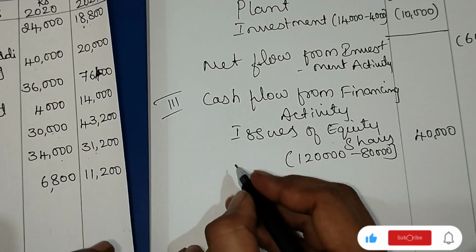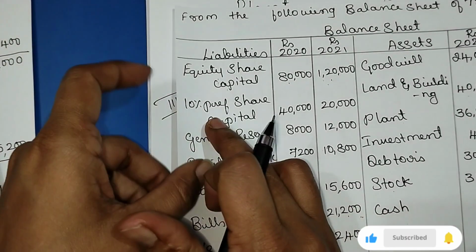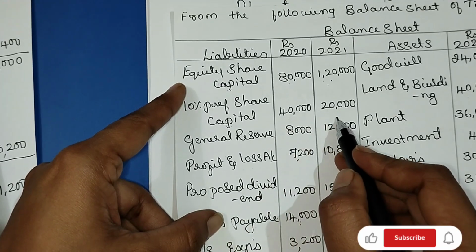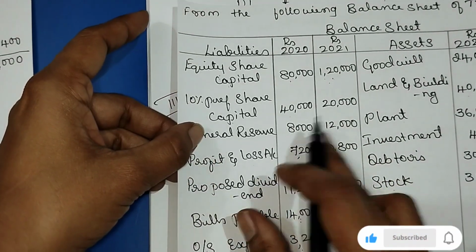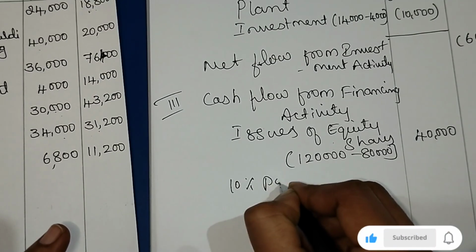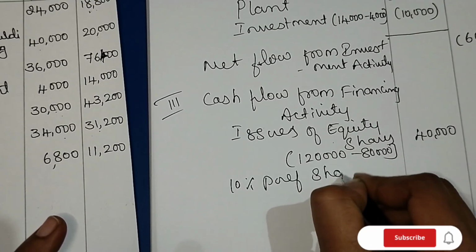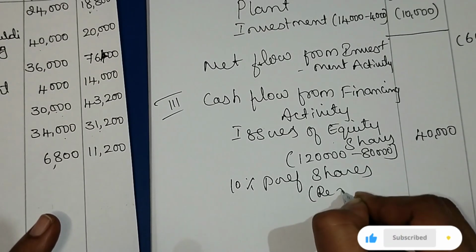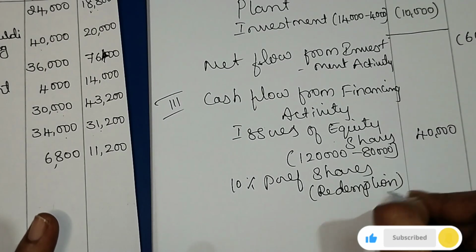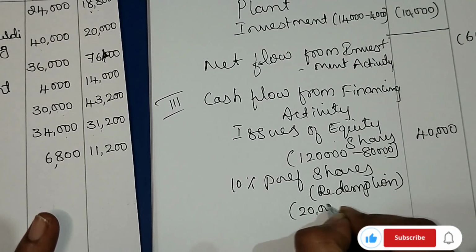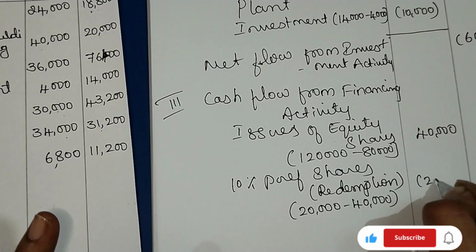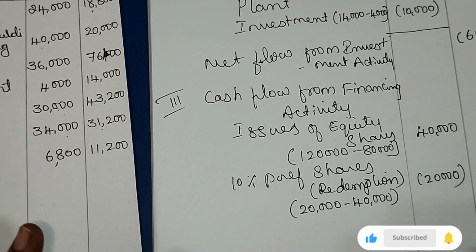So we are adding. Then next preference shares is given. 10% preference share capital. 40, 20. So there is a redemption. You are buying back by paying the cash. 10% redemption of preference shares. Preference shares redemption. Redemption. What is the difference? 20 minus 40, minus 20,000. Right?